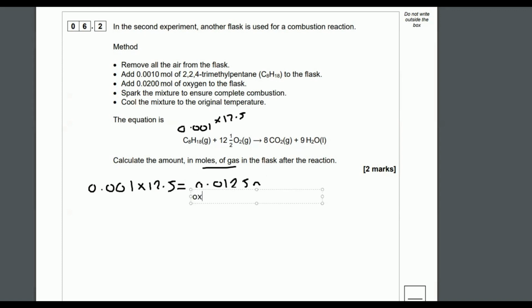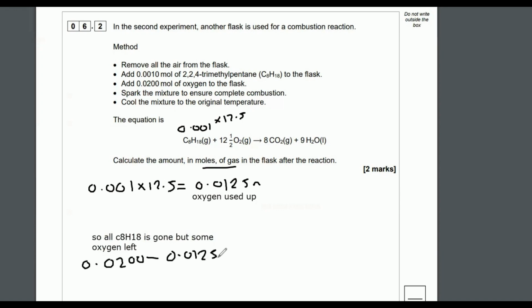How much oxygen did we have in total to start with? It tells us in the question we have 0.02 moles of oxygen in the flask. So we know all the C8H18 has gone, but not all the oxygen is used. So we're going to do 0.0200 moles of oxygen minus the 0.0125 moles of oxygen, and that's going to tell us how much oxygen gas is left over at the end, and that's part of our mixture of gases that are left at the end. So we got 7.5 times 10 to the minus 3 moles of oxygen left at the end.